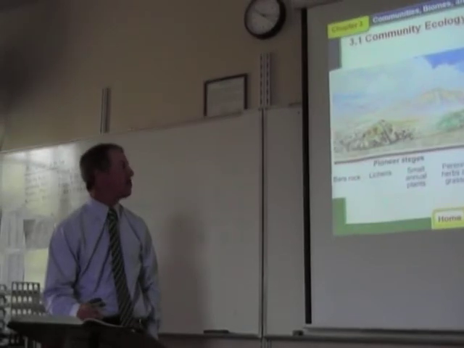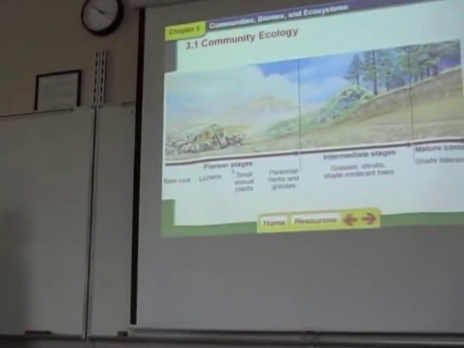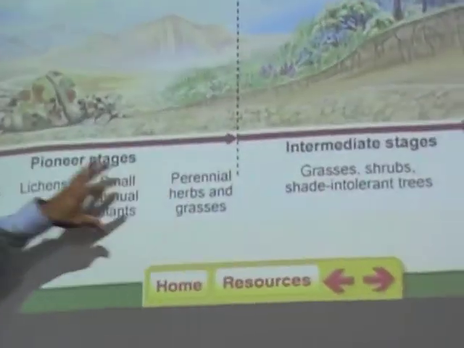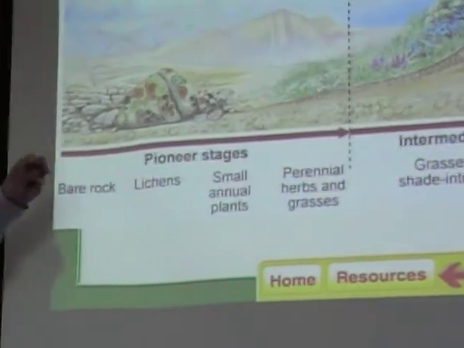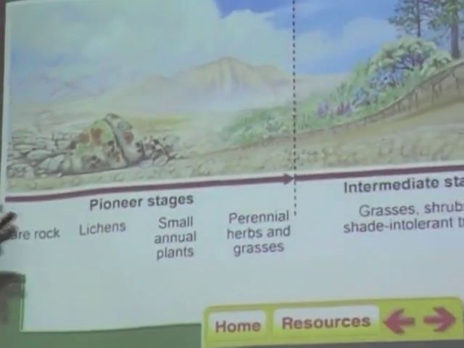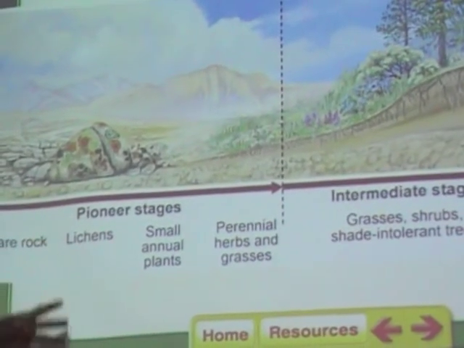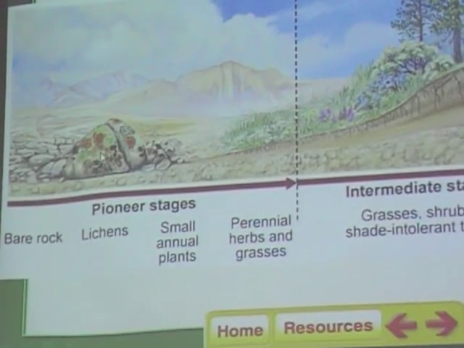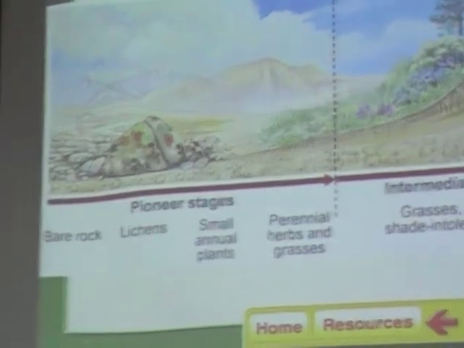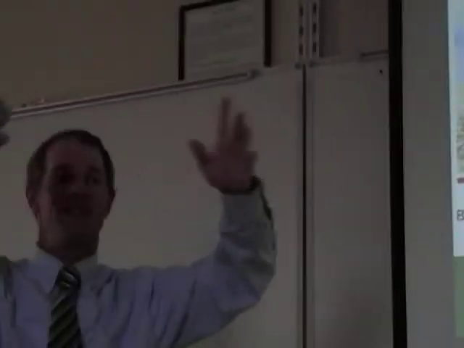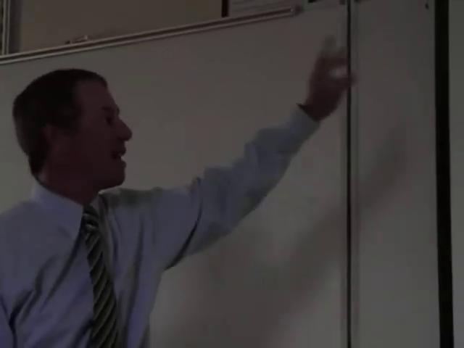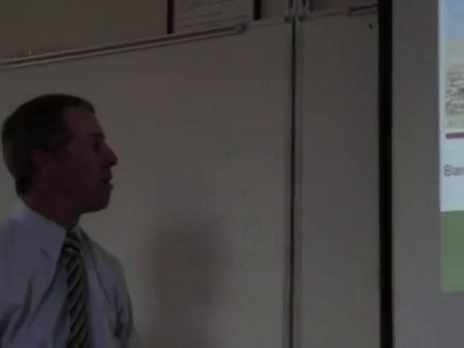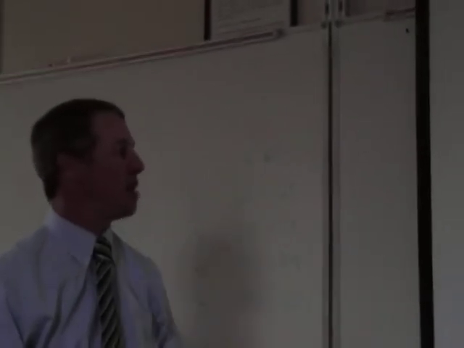And there are different stages. You have your pioneer species, like lichens and small plants, herbs and grasses, small organisms that don't need a whole lot of nice fertile soil to grow. Maybe they don't need a whole lot of water. Those are your first organisms. They travel through the air by seeds and spores, and they can reach places that have never been colonized. We call those the pioneer species, the first species there.